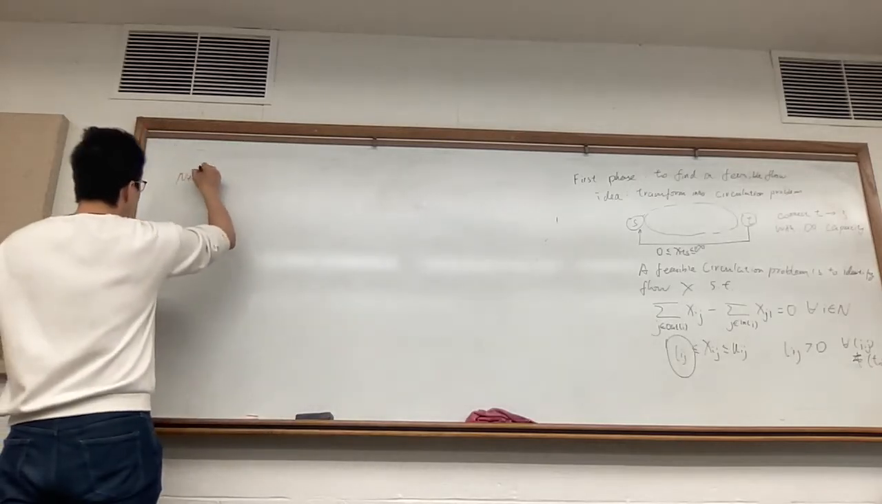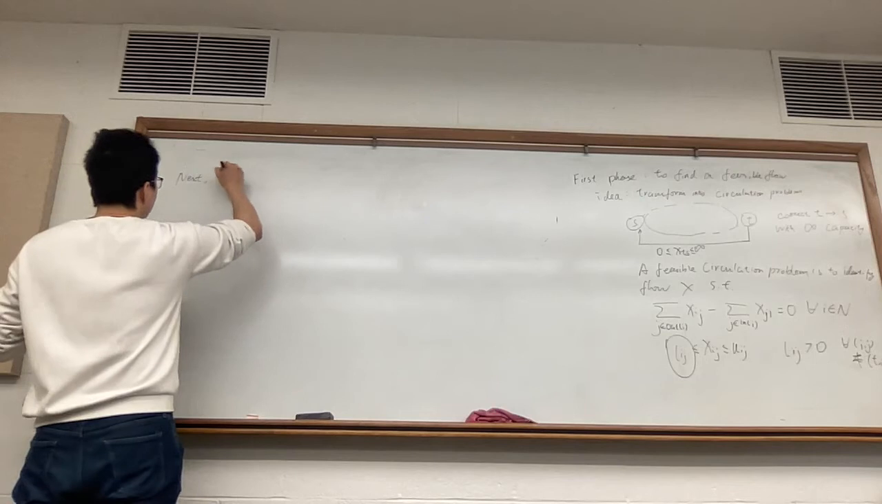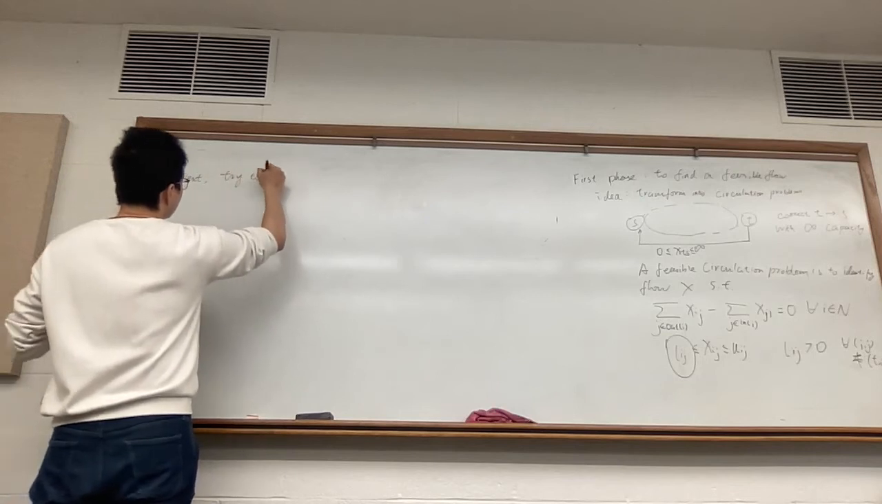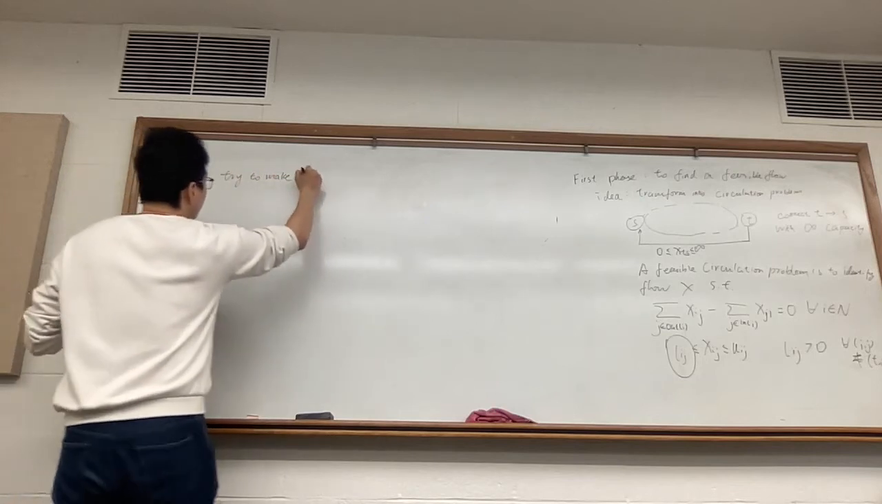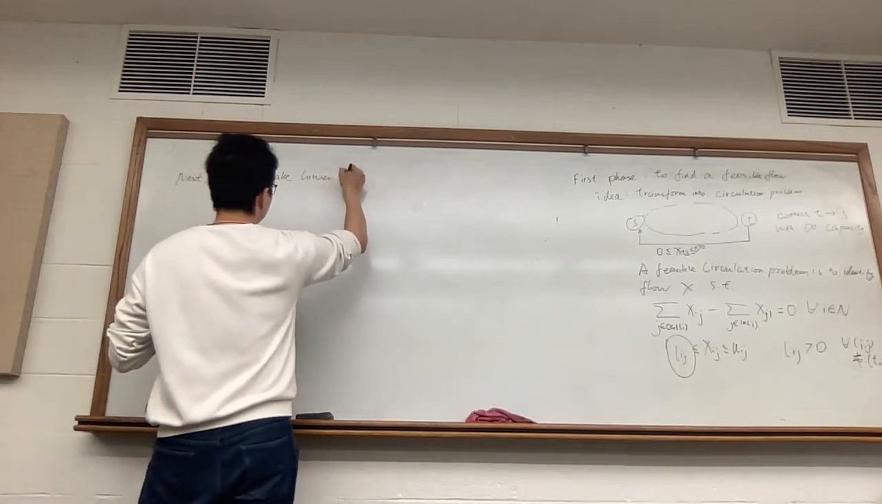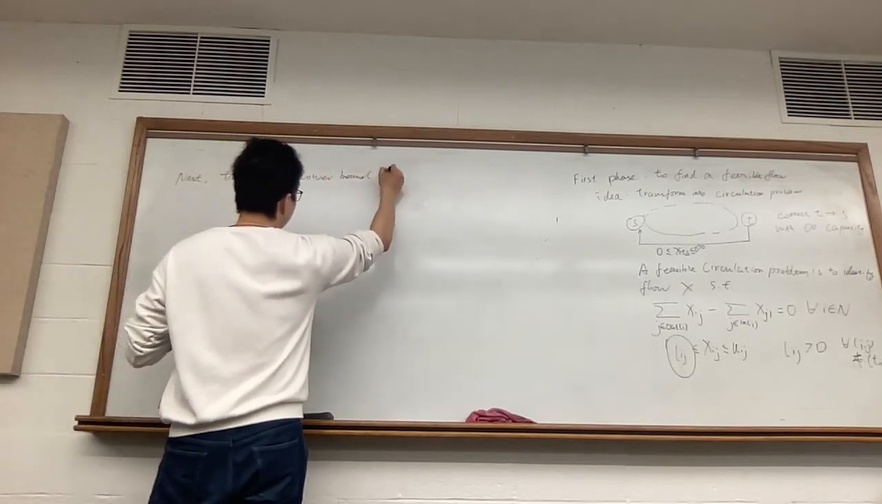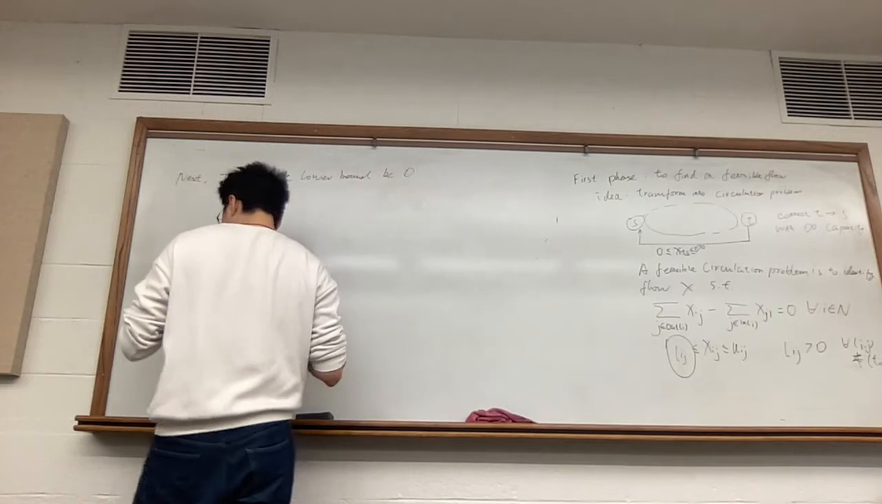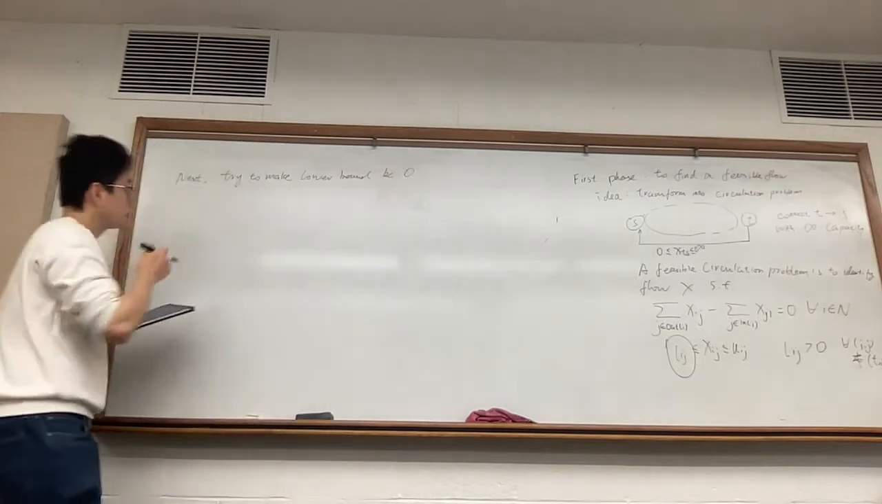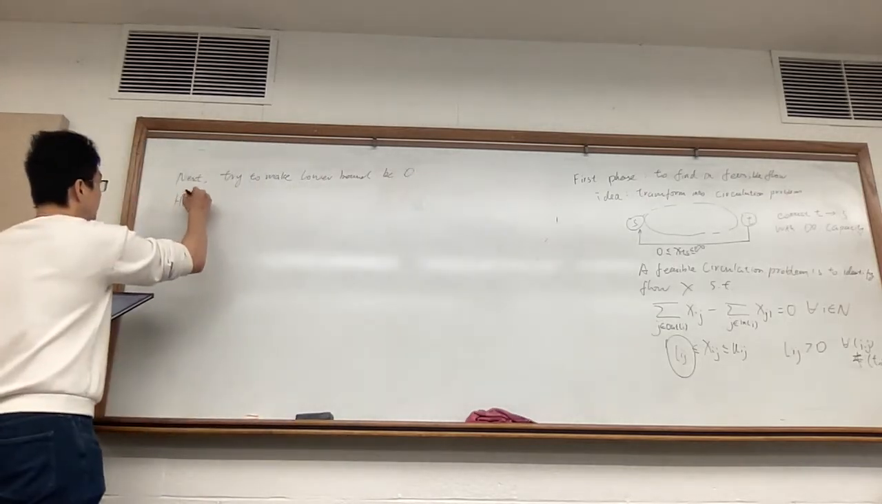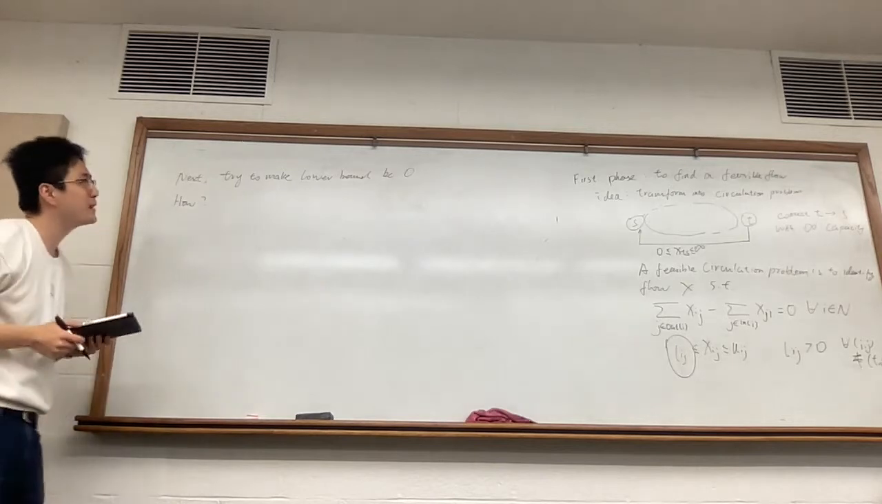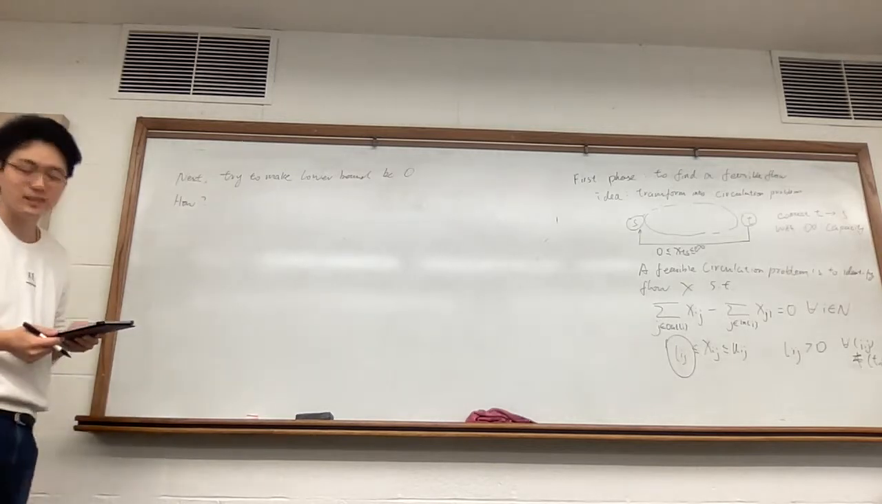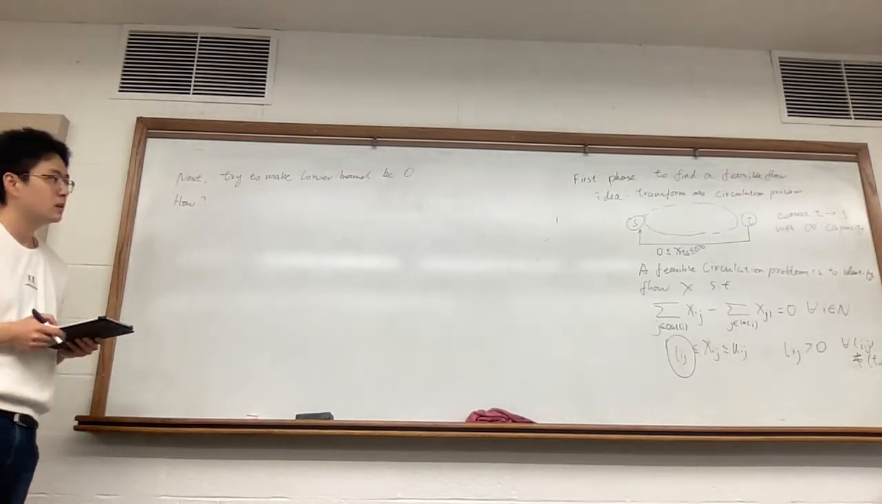Next, try to make the lower bound be 0. How? My question is how? How to make this lower bound to be 0?